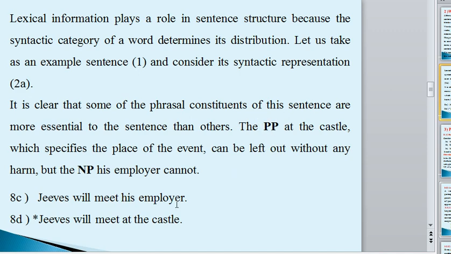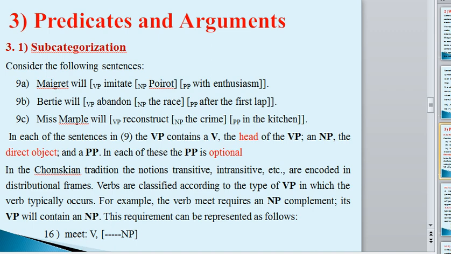You see here, for example, at the castle is a kind of adverb. This kind of prepositional phrase is an adverb, so it's additional information and optional, and we can omit this prepositional phrase without any problem. So these are the differences between phrases in each sentence. Another title in this chapter which I want to talk about is the relationship between predicate and its arguments.